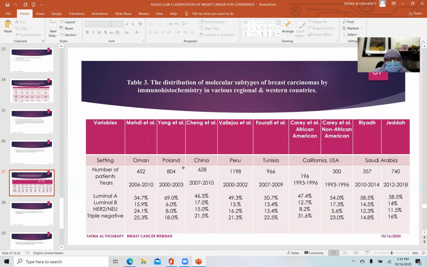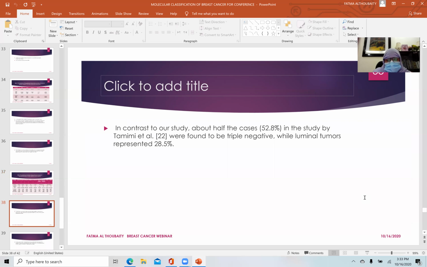We found that in different countries like Oman, Poland, China, the most common type is luminal A: 34.7% in Oman, Poland 69%, China 46.5%, in Tunis 50.7%. And we have one study also in Saudi Arabia, done in 2010-2014. Also, the most common type is luminal A, 58.5%, 375 patients. In contrast to our study, about half the cases, 52.8% in the study by Tamimi et al., were found to be triple negative, while luminal tumors represent 28.5%. So this is the only study which is against our study.